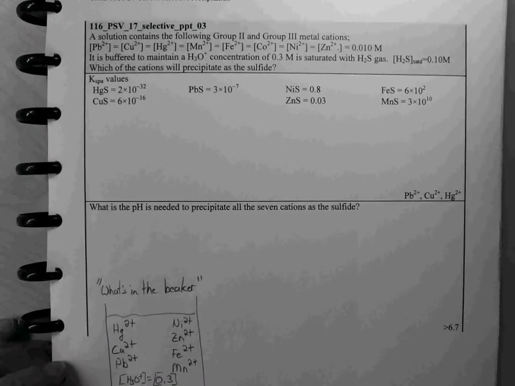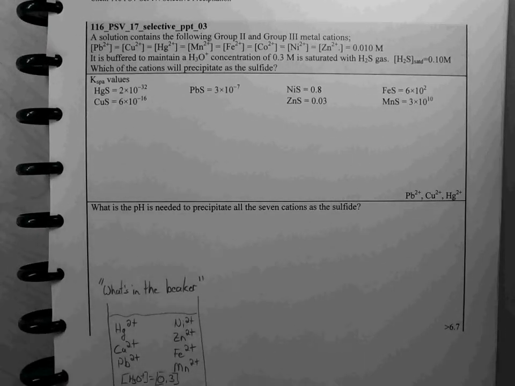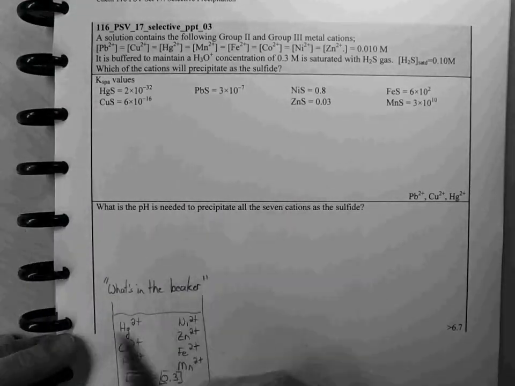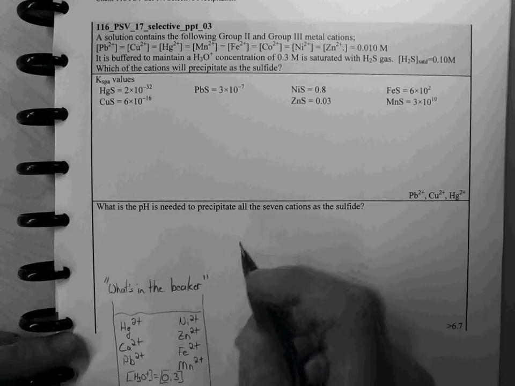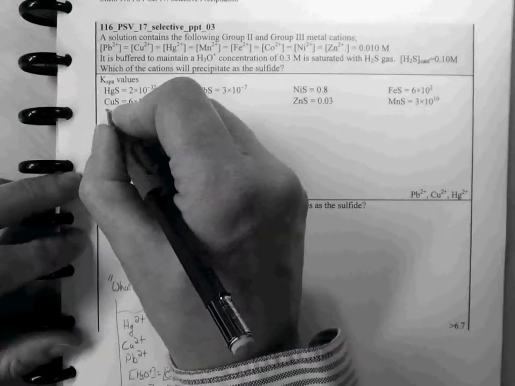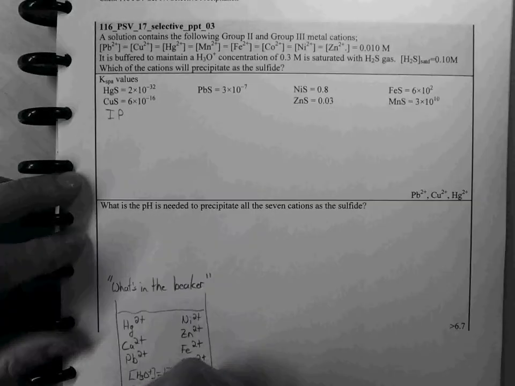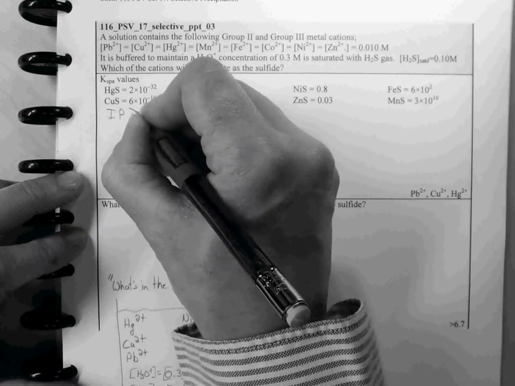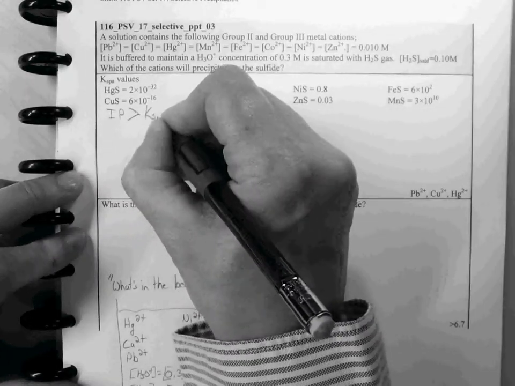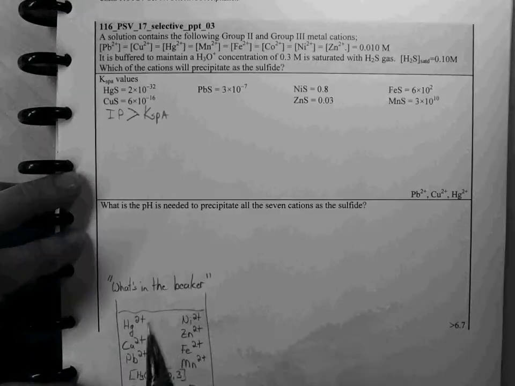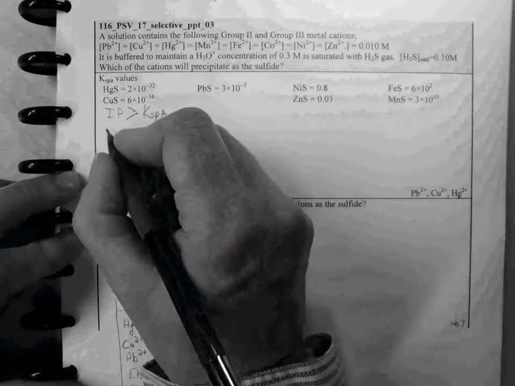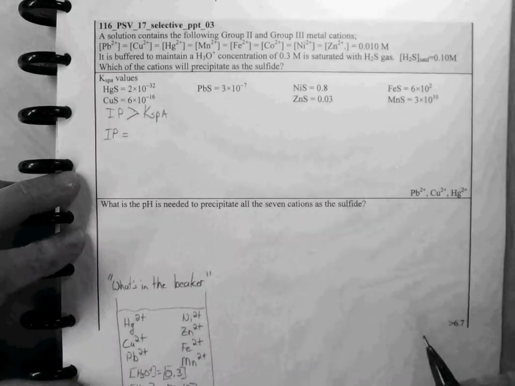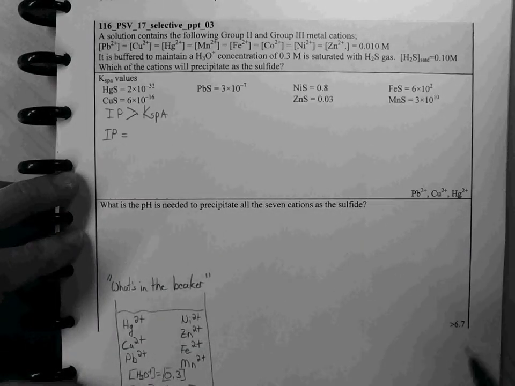Now we look up at the question stem, and it asks us which of these 7 cations will precipitate as a sulfide. So for any precipitation to occur, we know that IP has to be greater than KSP. So IP has to be greater than KSPA. So let's calculate what IP of this situation is. It's going to have the same form as K, but we are determining whether or not we're at equilibrium.